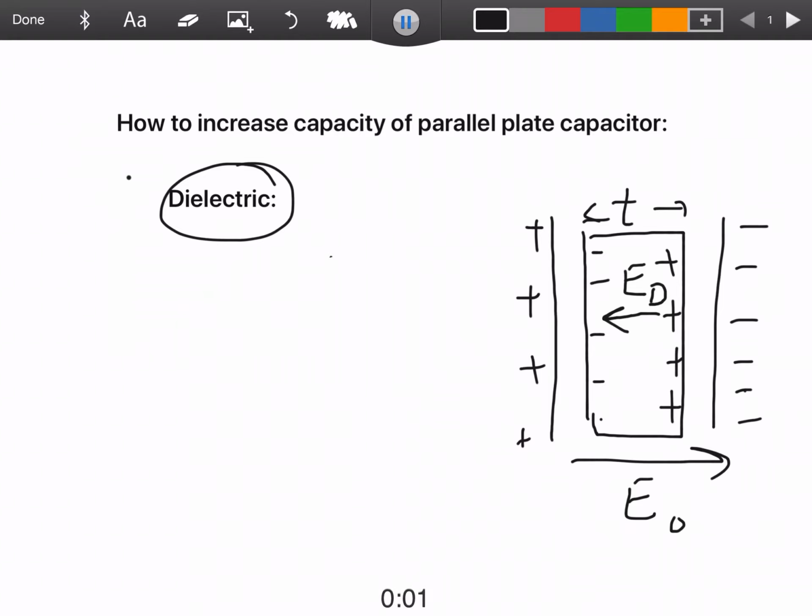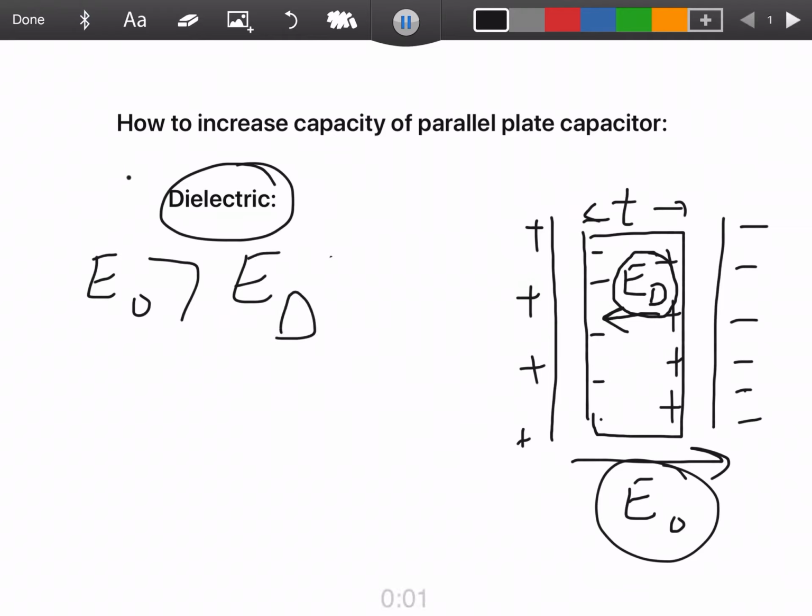Now E naught is original electric field, ED is field induced inside the dielectric. Here ED will be lesser than E naught. Why? Because sigma, or surface charge density on parallel plate capacitor, is greater than the charges present inside the dielectric slab. We have done it earlier also. So E naught will be greater than ED.